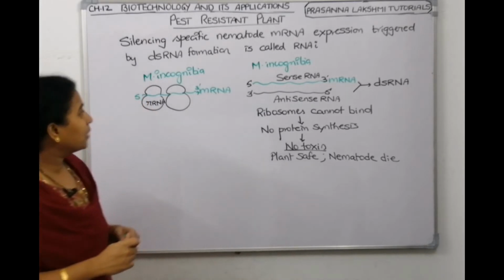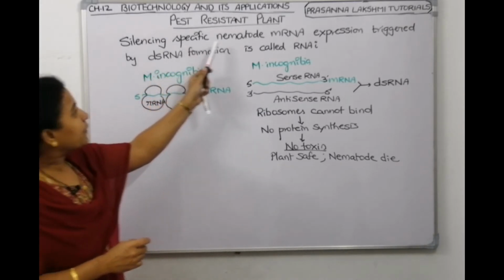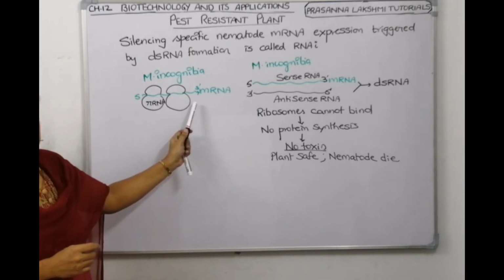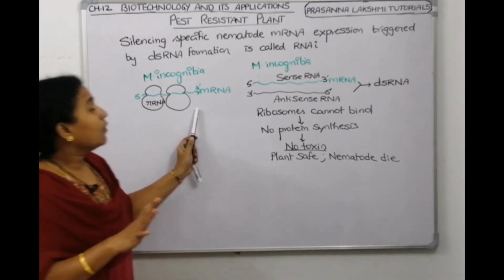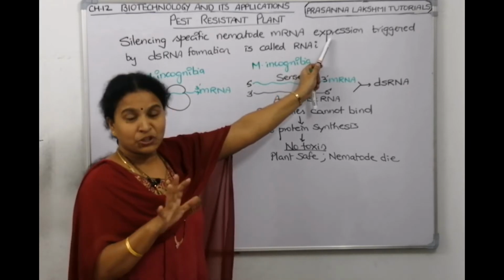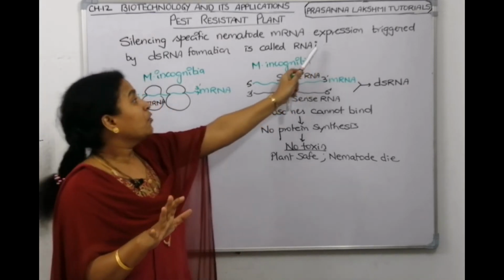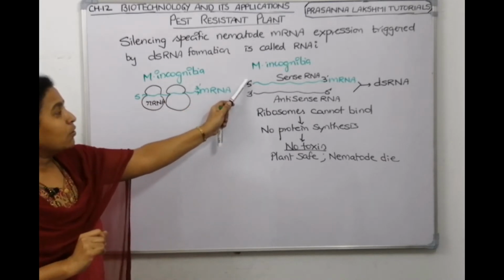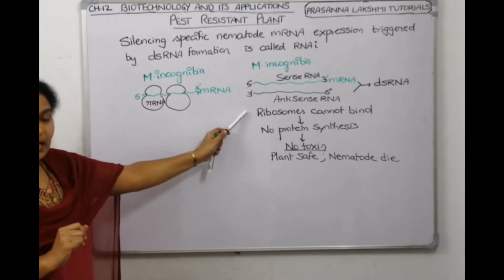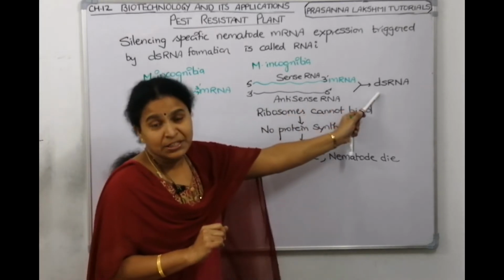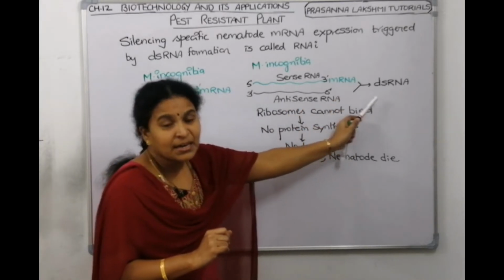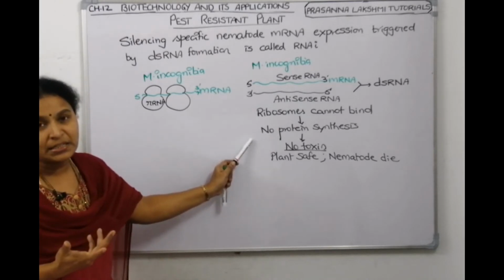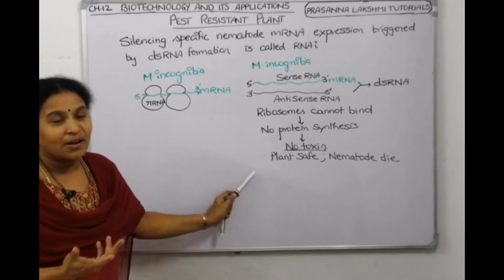Understood? So, silencing specific nematode mRNA. This is the nematode's mRNA. You are making it silent. You are not allowing its mRNA expression to happen. How are you doing it? You are converting it into double-stranded RNA. To the nematode's RNA, we made another RNA and converted it into double-stranded RNA. If it becomes double-stranded RNA, it can't bind to ribosomes. It can't do protein synthesis. It cannot make toxic proteins.